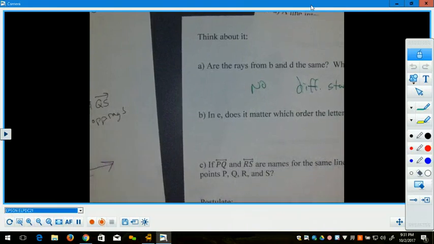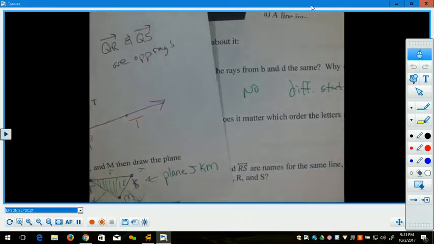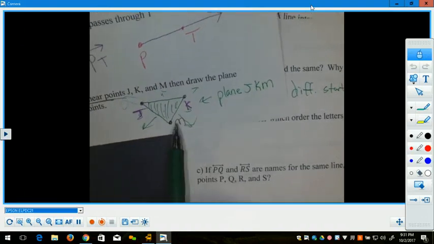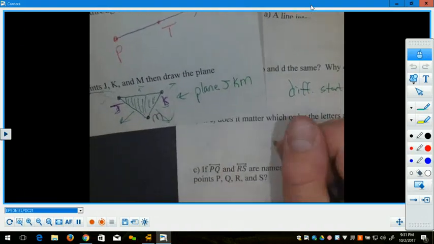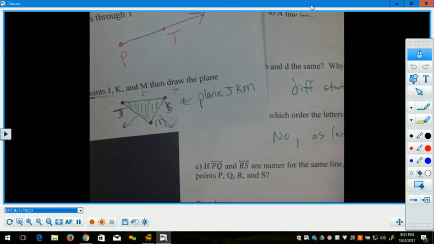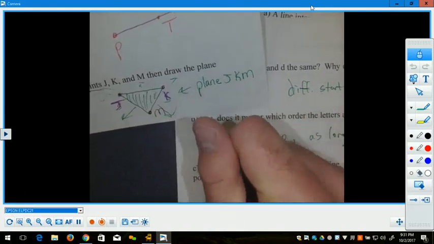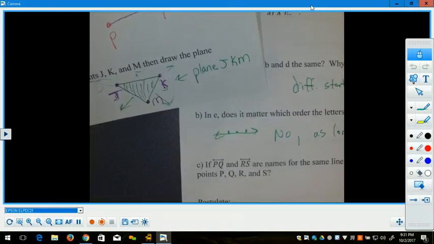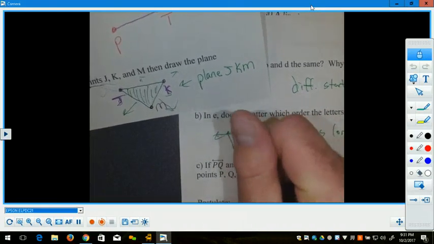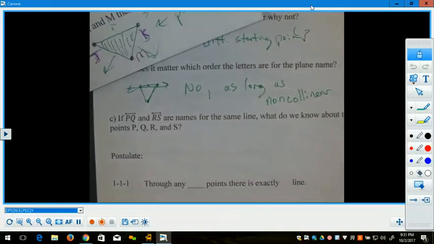In E, does it matter which order the letters are in for the plane? Actually, no. I could have named it plane MJK, as long as they're not collinear. So if you try to name a plane and you use points that are on the same line, that would be bad because you don't have a two-dimensional space. You have to make sure you use three points that are not on the same line. They have to be non-collinear.